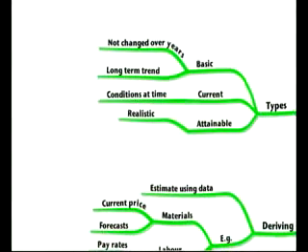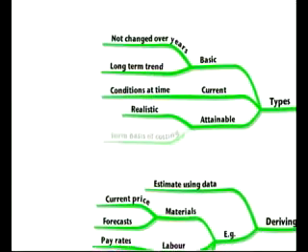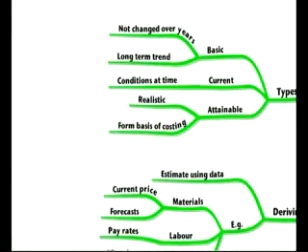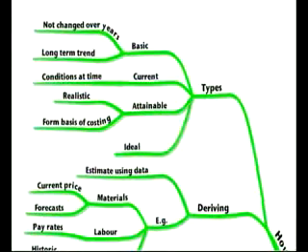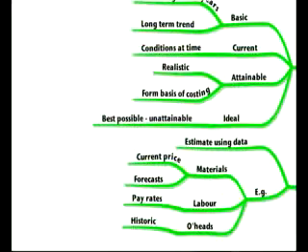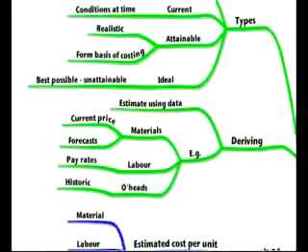Attainable standard costs, these are realistic. So really, best case scenario, these will form the basis of your costing. They're realistic and attainable. An ideal standard, well, this is the best possible and it's probably unattainable. So it's something that you could aim for, but it's probably unattainable.